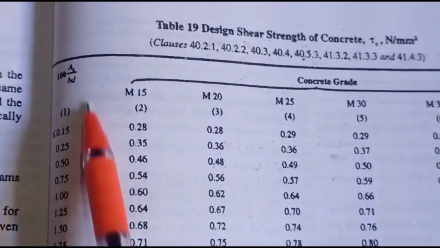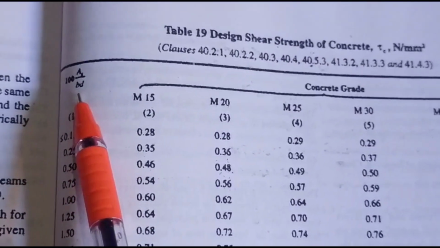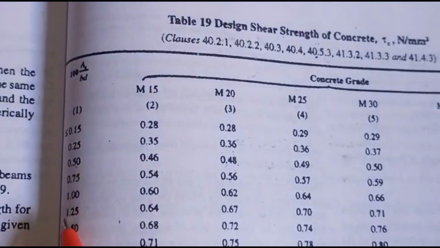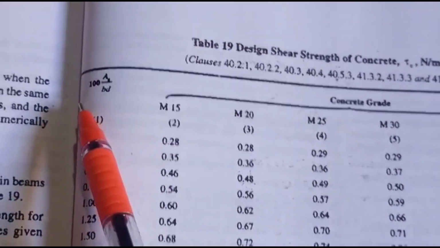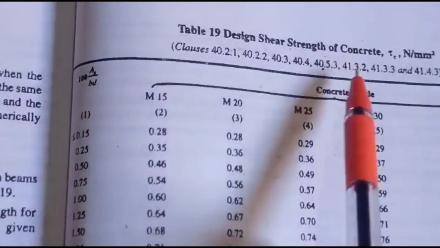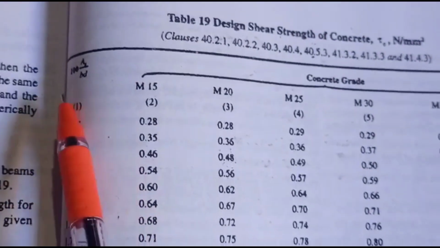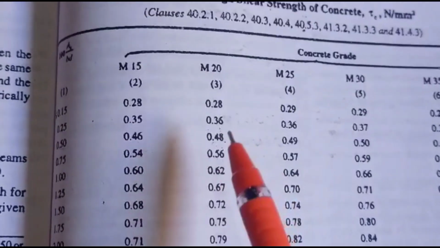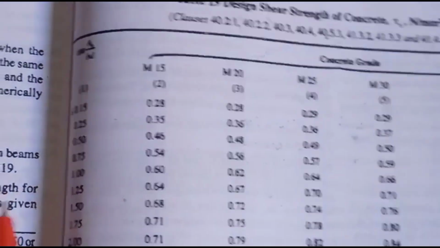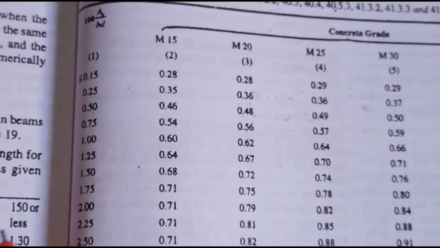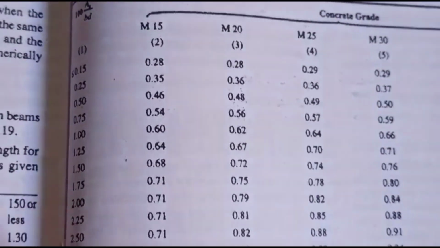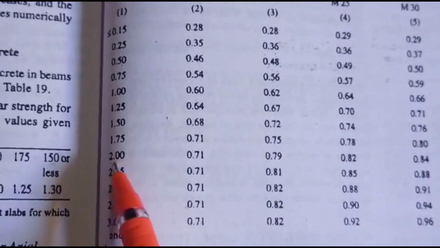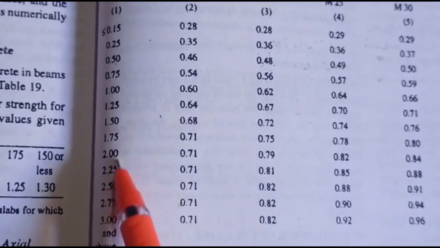This column has the value of our PT value, the percentage of tension steel reinforcement. Why we need to calculate the PT is because this column has the value of percentage of tension steel reinforcement. To find out the tau C value, we need to calculate the PT value. So by using PT value and our grade of concrete, we will calculate the tau C value. Our PT value we have got is 2.22, which comes in between 2.00 and 2.25.